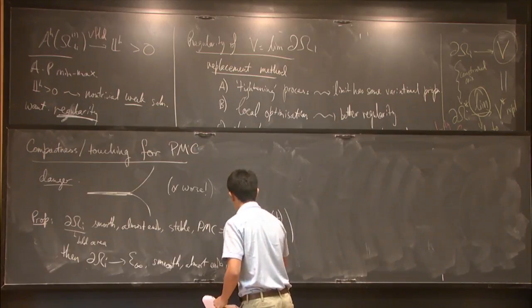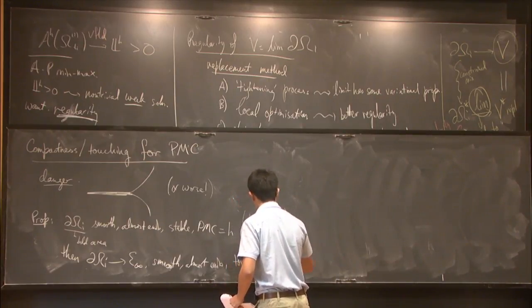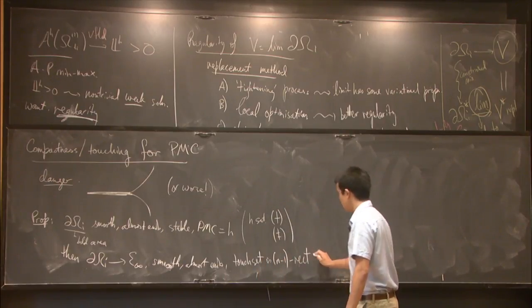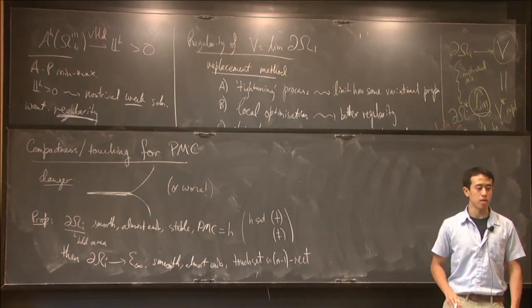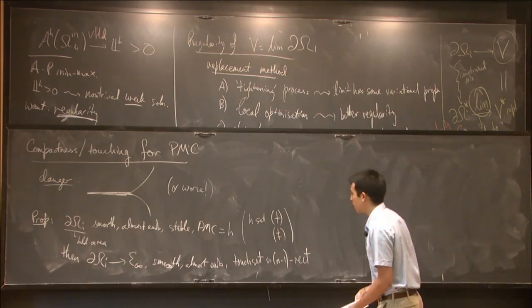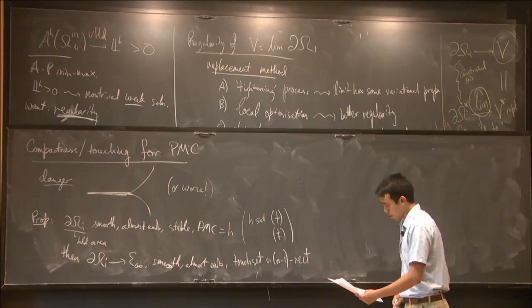And the touching set has the regularity that we want. It's small enough. In particular, it's n minus 1 rectifiable. Okay. We can conclude a little bit more that'll be important.